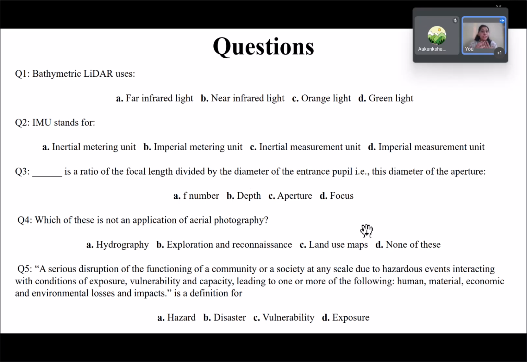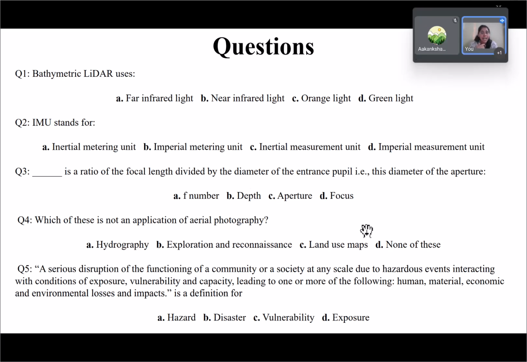IMU, which is part of the lidar system. What does that stand for? What is it actually trying to calculate or measure? What is the full form of it? Third is, I have seen the answer. I'll just read out the question and then I'll get back to your answer.